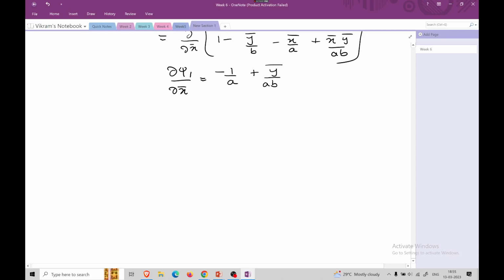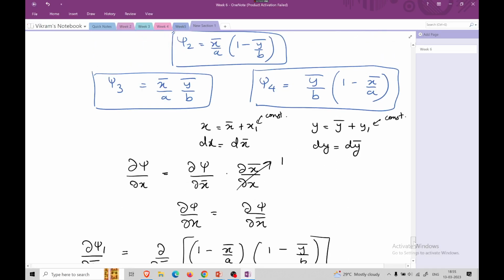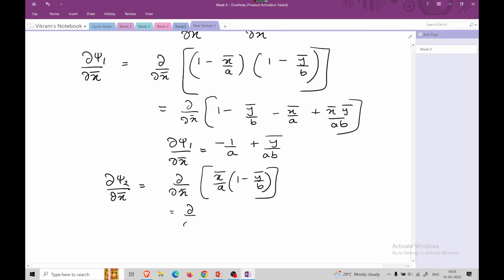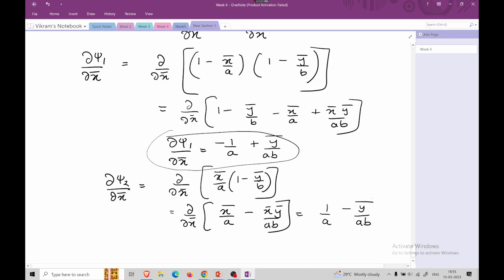What is dou psi 2 by dou x bar? Dou by dou x bar of x bar by a into 1 minus y bar by b. You can simply check the previous one. I will expand it inside, and if I do this, I will get 1 by a minus y bar by ab. This is dou psi 2 by dou x.